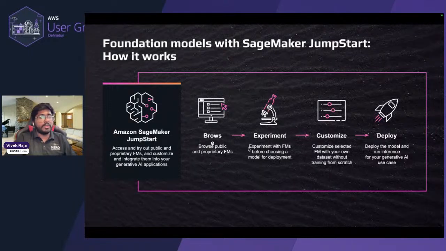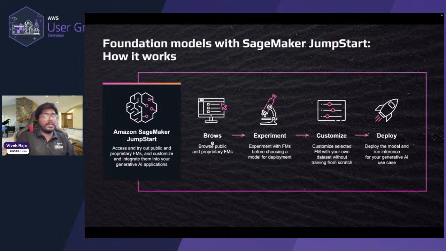How do you do it? You first browse the foundation models, you experiment to decide which foundation model you want to choose, and then you can customize with your own data set. That's where you do fine tuning and a lot of other stuff, and then go ahead and deploy. And make sure that this all runs with a cost. So do not just go ahead and try it out directly.